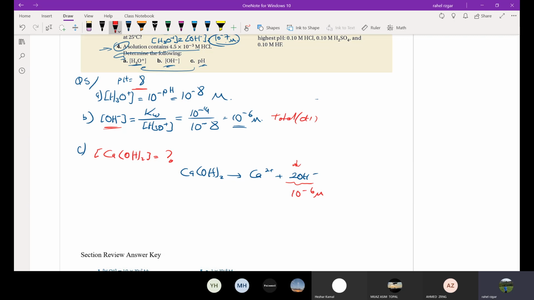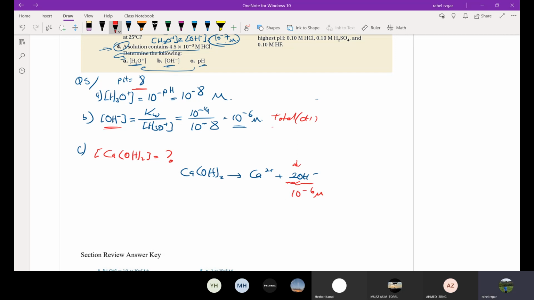So if concentration of OH here is different, then the pH will also be different. That's why it's going to be wrong.